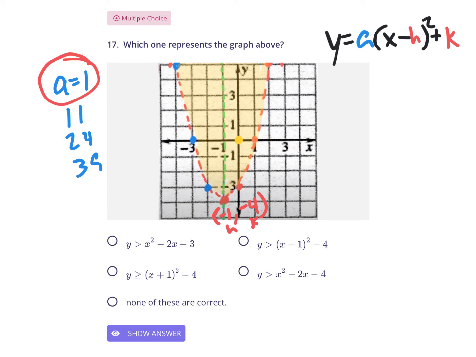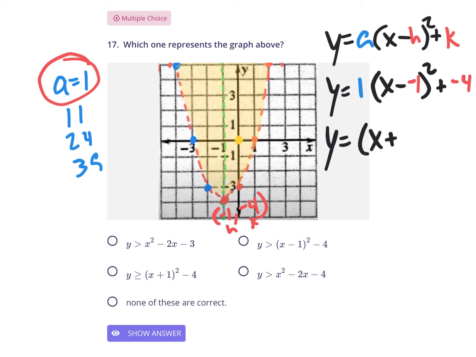So we could plug those values right into the vertex form parabola. Y equals 1, parenthesis x minus h. H is -1 plus k, which is plus -4. And let's simplify this. Let's make it look nicer. So the 1 is really unnecessary. We're going to have y equals x minus, which is really plus 1 squared, and then plus -4 is unnecessary. We're just going to put a -4 right there. Now, if we look for it down here, this is not it because that's a minus instead of a plus 1.